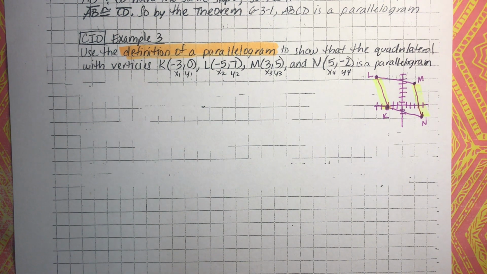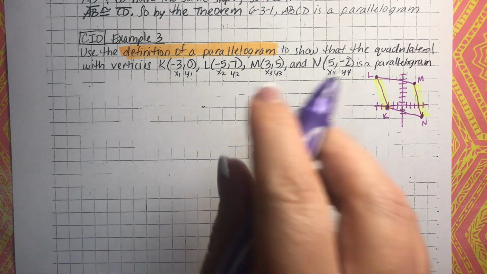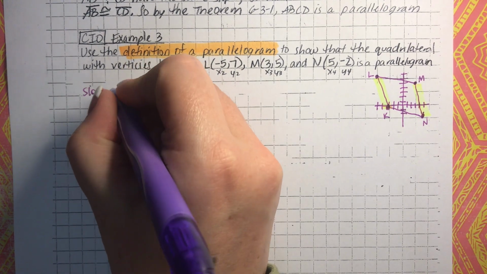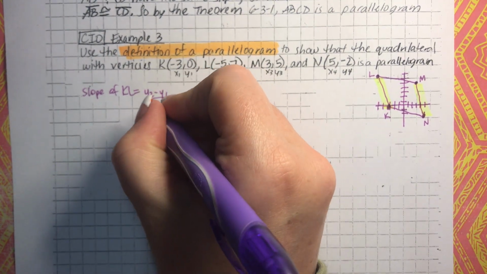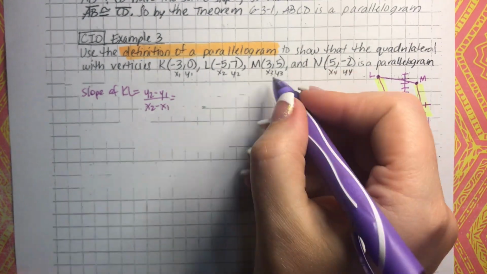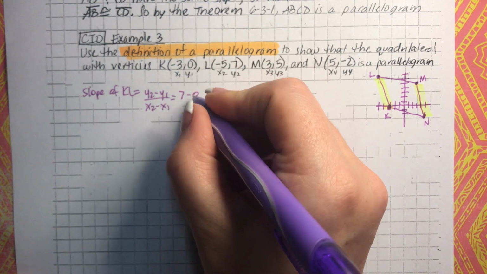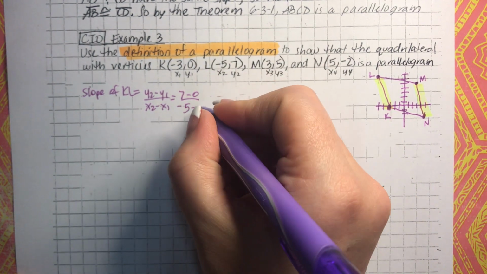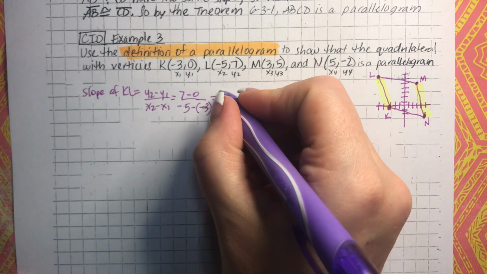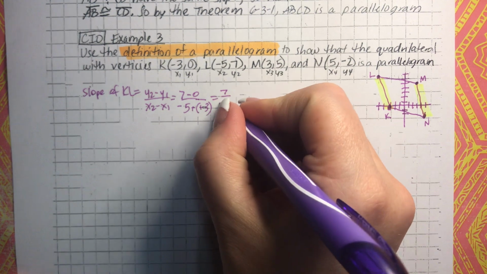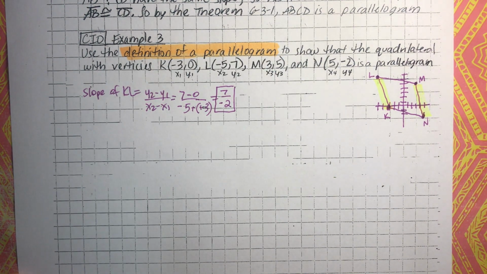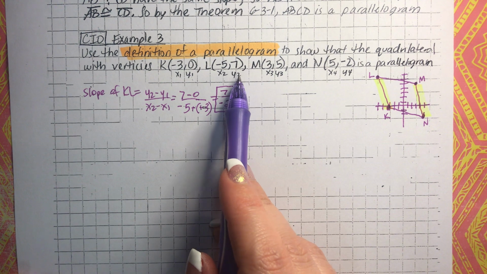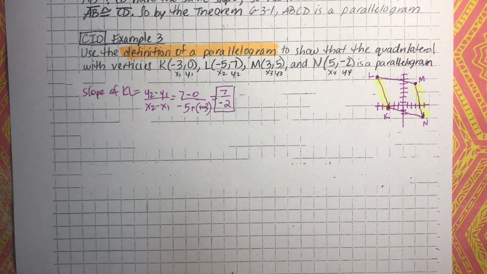Okay, so we're going to find the slope of KL. That's going to be y2 minus y1 all over x2 minus x1. We stick in everything. That's 7 minus 0 all over negative 5 minus negative 3. That's 7 over negative 5 plus 3, which is negative 2. So the slope is negative 7 over 2. Did I do that right? Yes, I did. Okay, so we have the slope of KL.